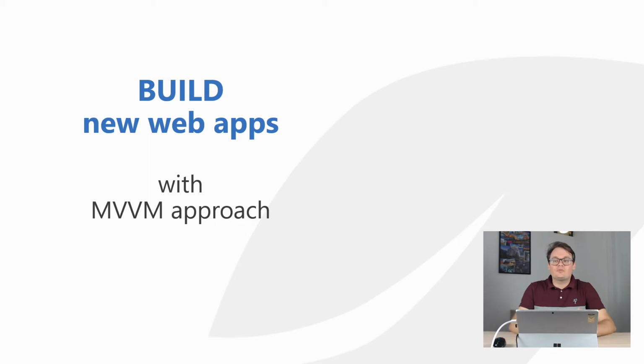DotVVM is an open source framework that has 2 main goals. The first one is to be able to build web applications using the model view model approach. This approach is kind of familiar to desktop developers if you have been using WPF, or Silverlight or Xamarin Forms. You probably know MVVM, and if you like this way of building applications, you can use DotVVM for web.